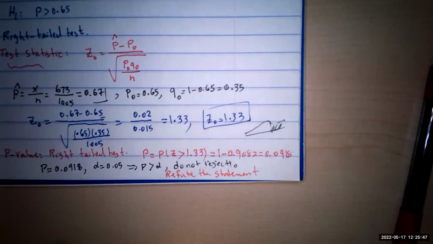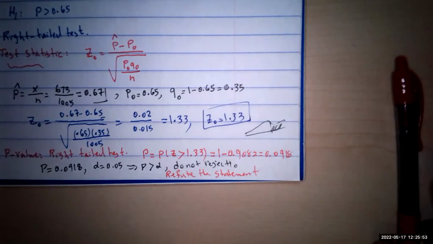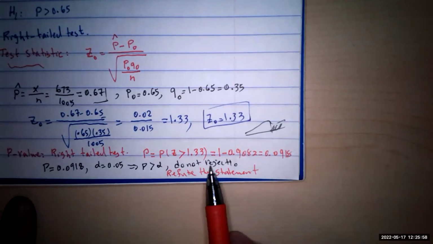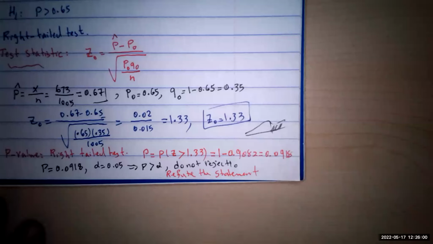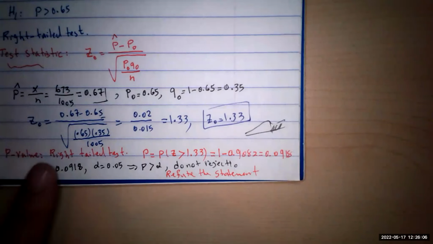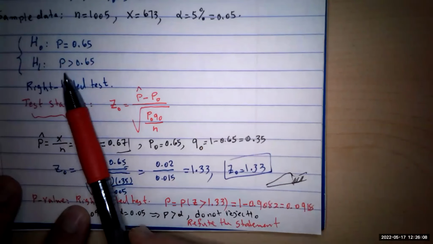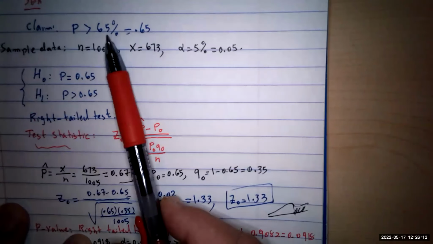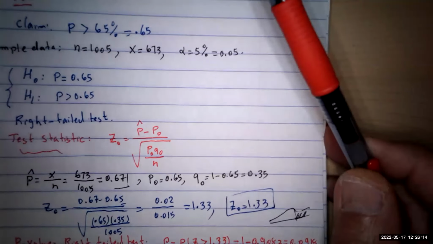So you're not going to support the statement, or you're going to refute the claim, okay? When we say do not reject the H naught, it means you like the H naught, so you have to write something negative for the H1. The something negative means there is not sufficient evidence to believe that p is greater than 65%. And that's exactly the claim. So we don't support the claim. We refute the claim.